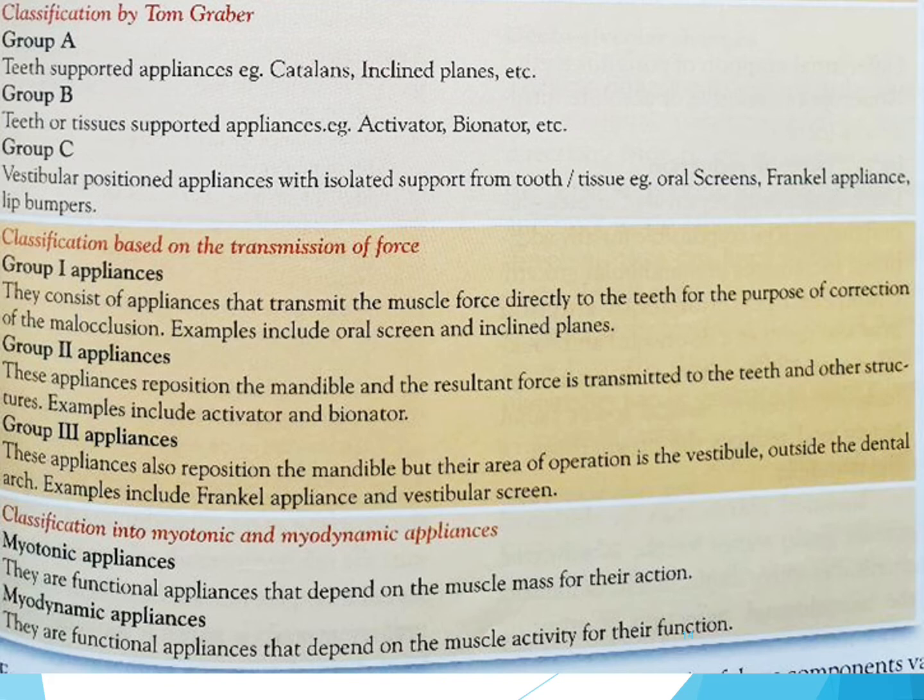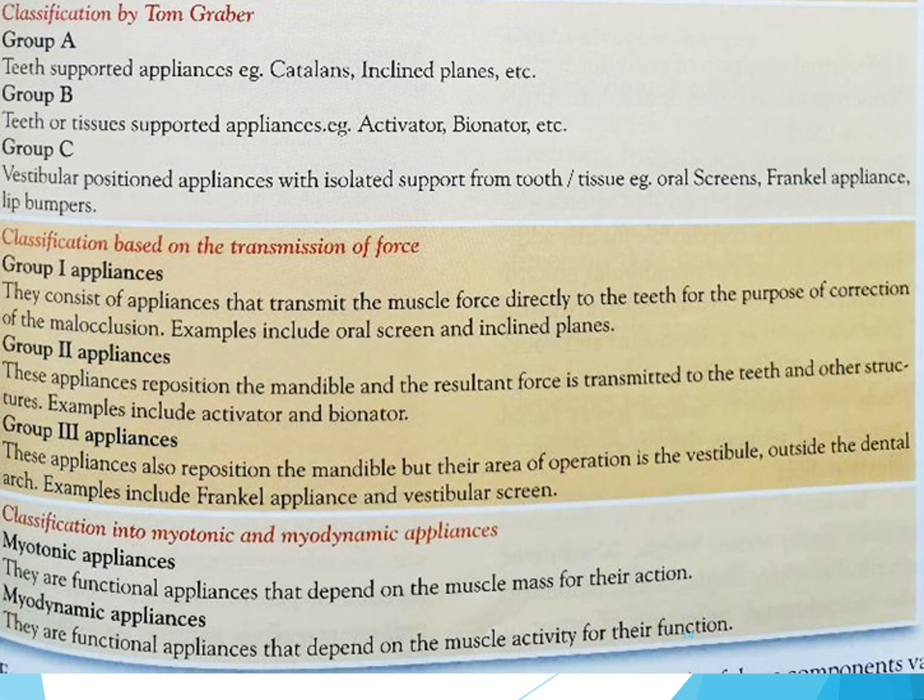The fourth classification is based on the transmission of force. It is divided into 3 groups, which are Group 1, Group 2, and Group 3. Group 1 consists of appliances that transmit the muscle force directly to the teeth for the purpose of correction of the malocclusion. Examples include oral screens and inclined planes. Group 2 are appliances that reposition the mandible, and the resultant force is transmitted to the teeth and other structures. Examples include the activator and bionator. Group 3 are appliances that reposition the mandible but the area of operation is the vestibule outside the dental arch. Examples are Frankel appliances and vestibular screen.